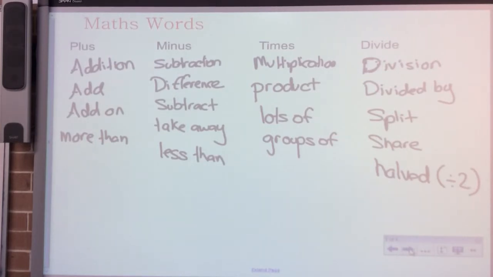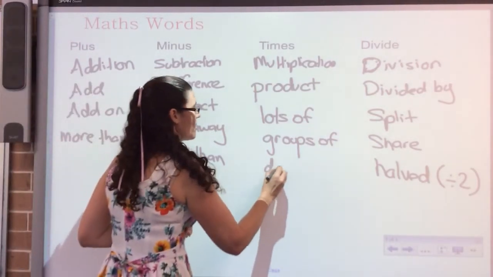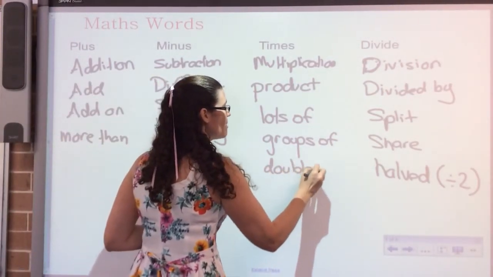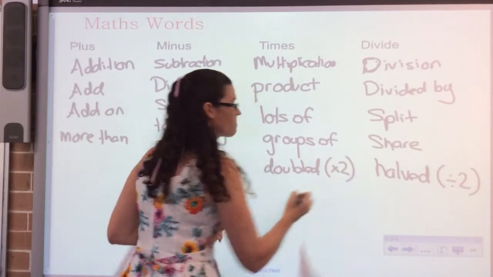Another commonly used word would be doubled. What does doubled mean? It means double of, like, let's say 5 is 10. So which operation am I using? Times, because I'm timesing it by 2. So doubled, got to watch out for these words. So doubled means times 2.